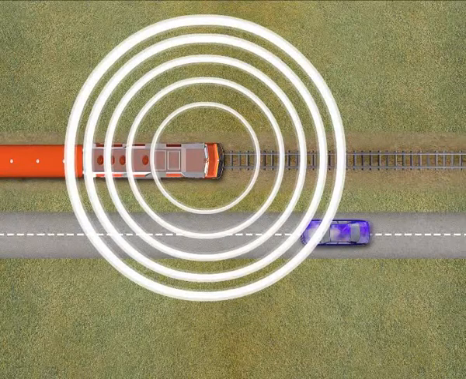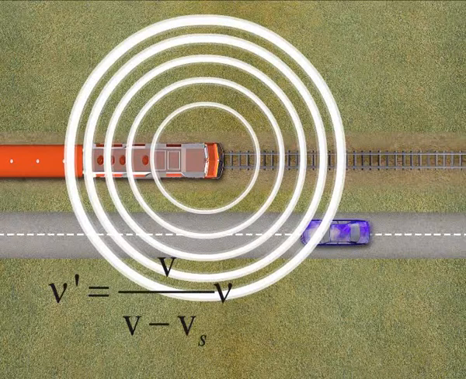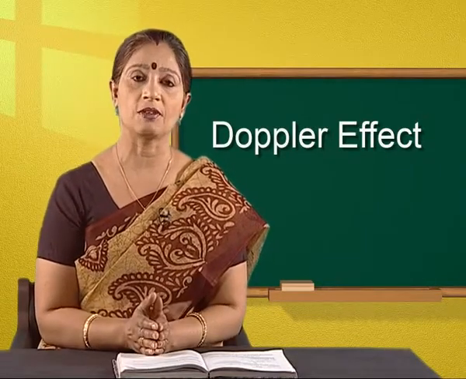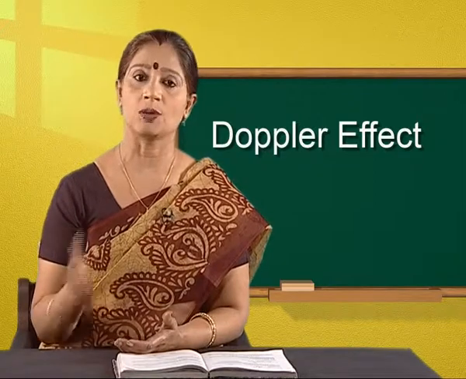When both the source and the listener move towards each other, first of all, we consider that ν' is the apparent frequency when the source alone is in motion with a velocity vs towards the stationary listener. If v be the velocity of sound and ν the actual frequency of the sound, then the apparent frequency for the stationary listener ν' would be equal to v by (v minus vs) into the original frequency ν. Now, let us consider that the listener is moving with velocity vl towards a stationary source which appears to be emitting waves of frequency ν'.